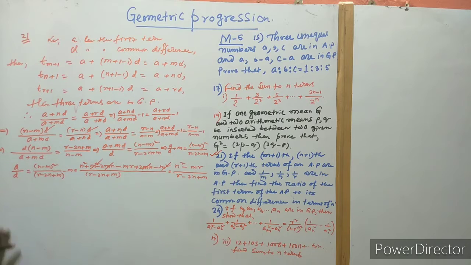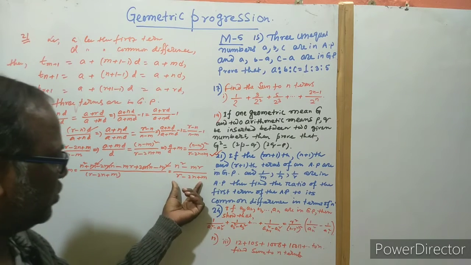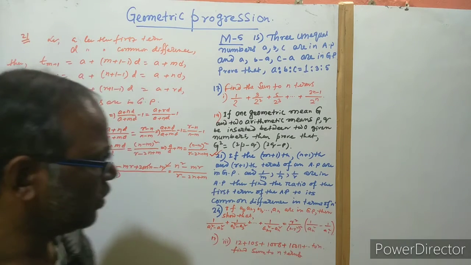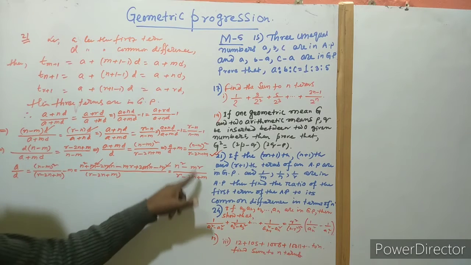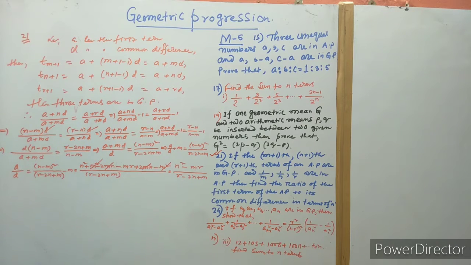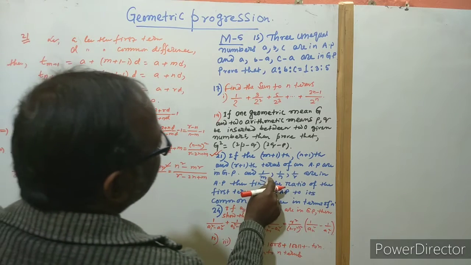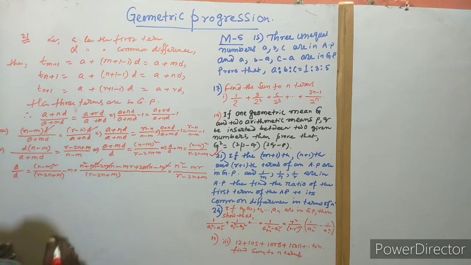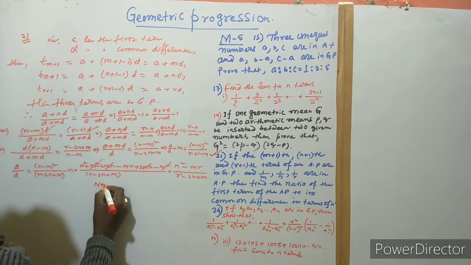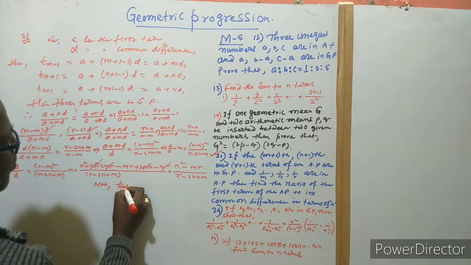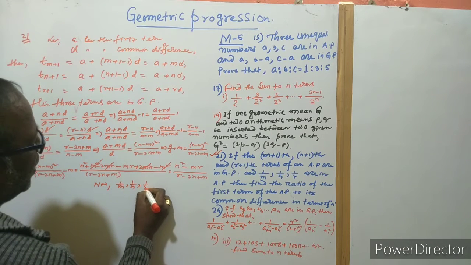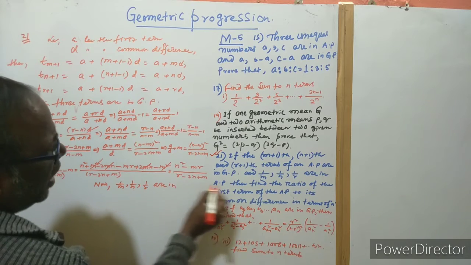Now this expression should be in terms of n only. Here the variables are related with m, r, n. Now how can we eliminate the variables m and r? Another condition is given that these three variables are in AP: 1/m, 1/n, 1/r are in AP.